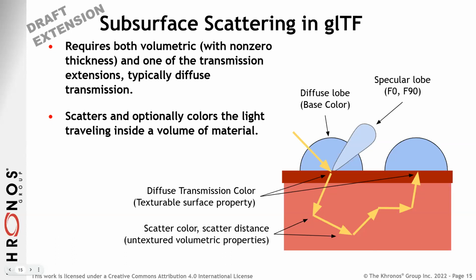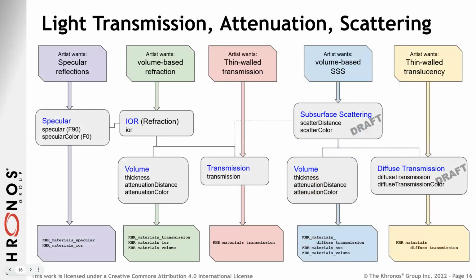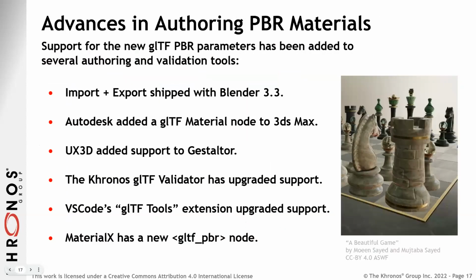So I've showed you a bunch of extensions with a bunch of different dependencies and relationships. I ended up creating this diagram just for our group to try and get this all straight in our heads. We have these different vertical swim lanes where the artist might want transmission or SSS or refraction. And this is the cheat sheet showing which extensions you need and how they work together to produce that effect that you're looking for. And these slides are going to be available after the fact, so you may examine that in more detail at your leisure. But let's talk about how we author these things.